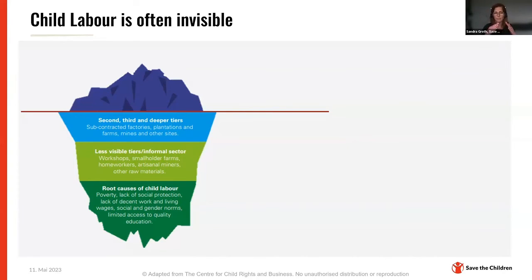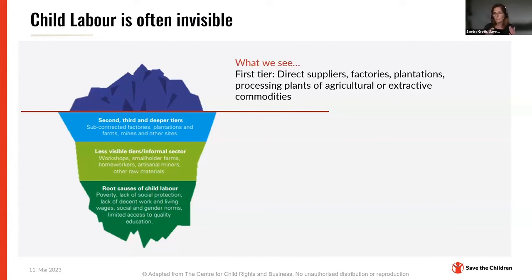So what we might be able to see is the very top of the iceberg, the so-called first tier, the direct suppliers and business partners, factories, plantations, or processing plants that you have direct business relations with. But what about below the line, the second tier, third tier, or even deeper tiers of the supply chain, or the less visible tiers, the informal sector, smallholder farms, workshops, home workers? This is where the most significant risks of child labor are, and where the most child labor occurs.